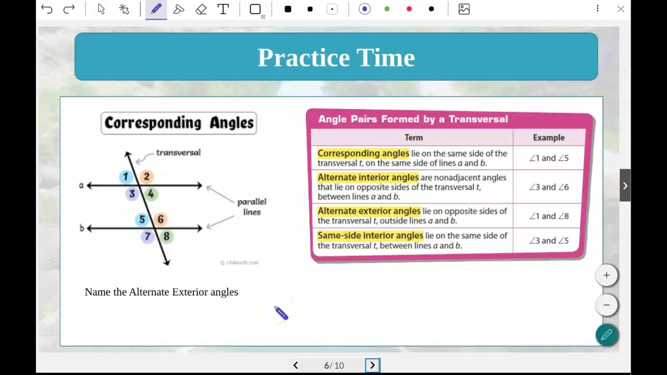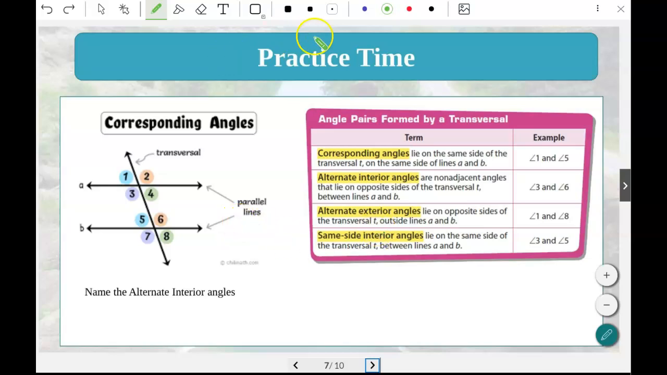Now let's name the alternate exteriors. We know 1 and 8 would be one example. Here's 1, here's 8. They have to be on the outside. There's only one other pair, and that's going to be 2 and 7. So 2 pairs for the alternate exterior.